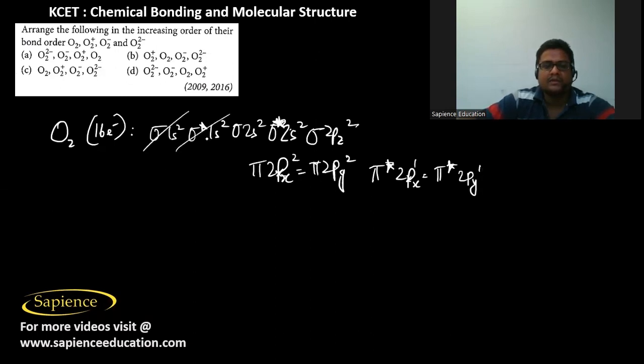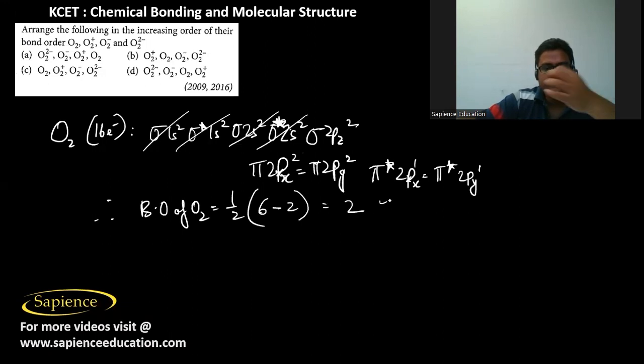So here these will cancel out: sigma 1s will cancel with sigma star 1s, sigma 2s will cancel with sigma star 2s. Therefore the bond order of oxygen will be half of the number of bonding electrons, which is 6, minus the number of antibonding electrons, which is 2. So that will be 4 by 2, that is 2.